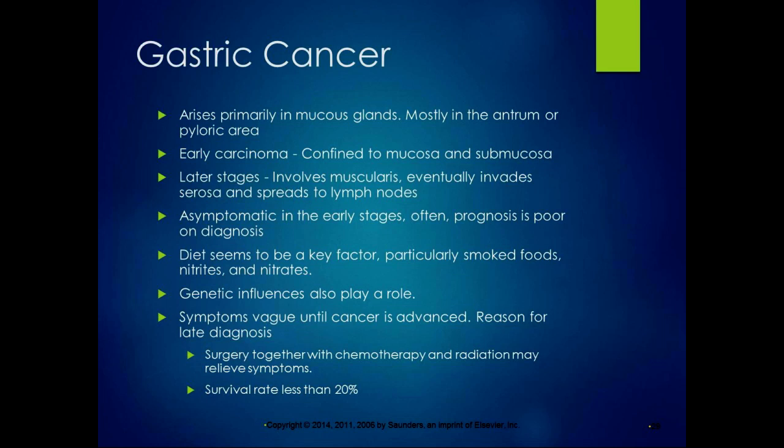Diet seems to be a key factor in gastric cancer, particularly smoked foods, nitrates, and nitrites. So, that's something to think about. If you like smoked herring, I don't know, that's the only smoked food I could think of. Maybe you want to eat it in moderation. Genetic influences also play a role. Genetic influences play a big role in how cancer is going to metastasize, and so that's something to think about too.